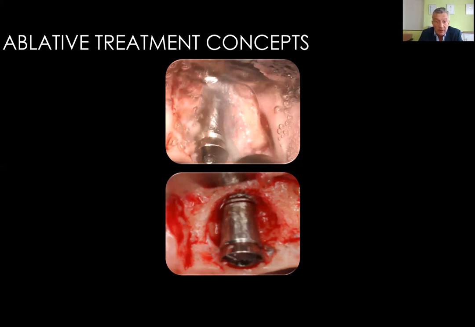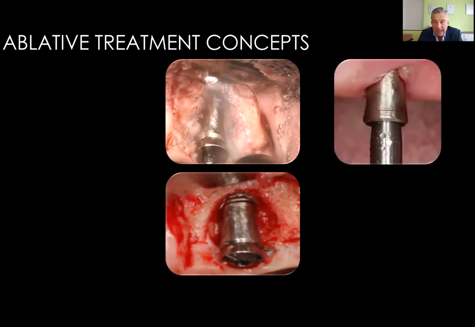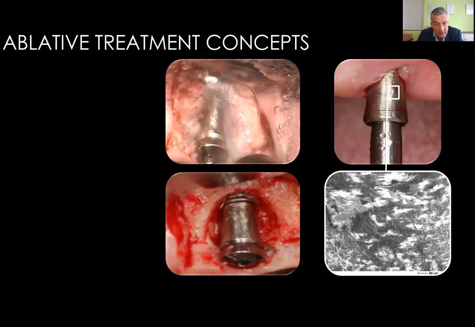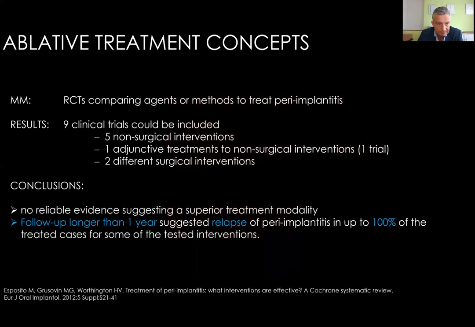And the question is, do we achieve a reosseointegration in these cases? And in my hands, it never worked. So this is how the case ended. After 1 year, we had to remove this implant. We put it to the SEM and we found a mature biofilm on the formerly polished surface because we were not able to achieve reosseointegration, and thus we didn't achieve a stable situation.